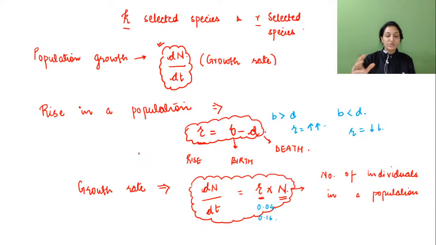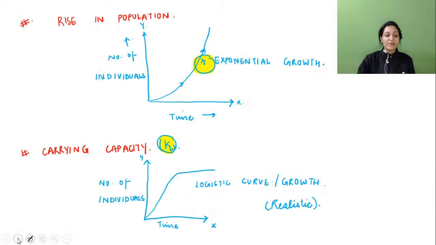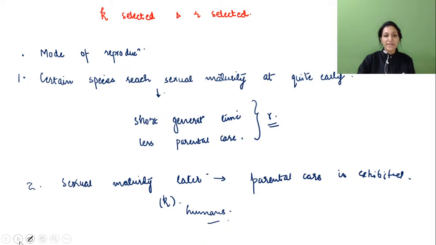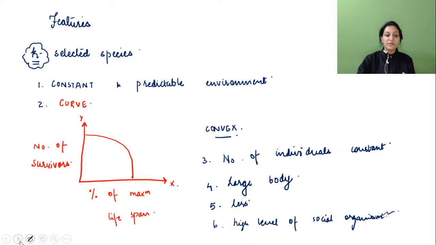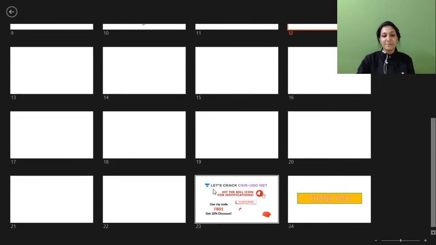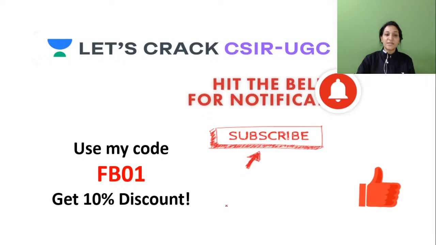So I'll just revise in a minute. First of all, we have seen the growth rate, then we have seen the rise in population, which is represented by R, then we have seen the carrying capacity, and then we have seen rise in population and carrying capacity, two different graphs, which are the representation of R and K selection. After that, we have seen the individual characteristics of K selected and R selected species. We have seen the curves. Remember the curves in your mind so that you will be able to attempt the questions in the examination. So like this, we have completed the R selected and K selected species.